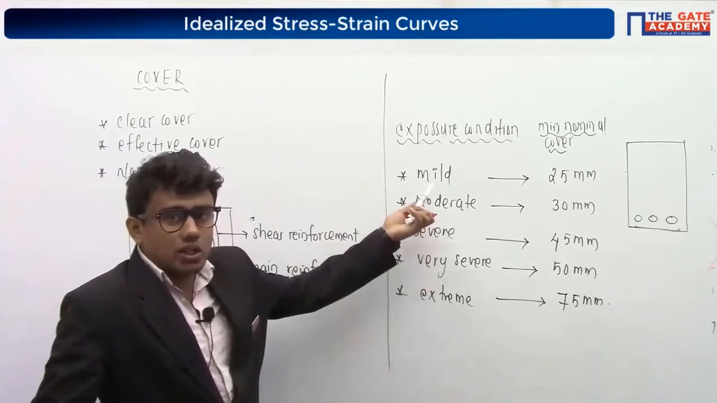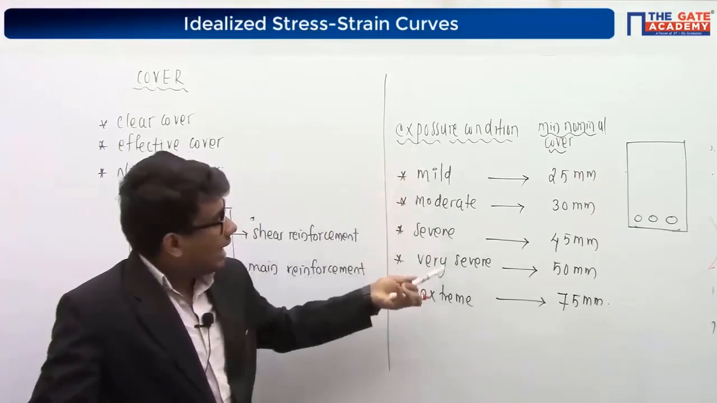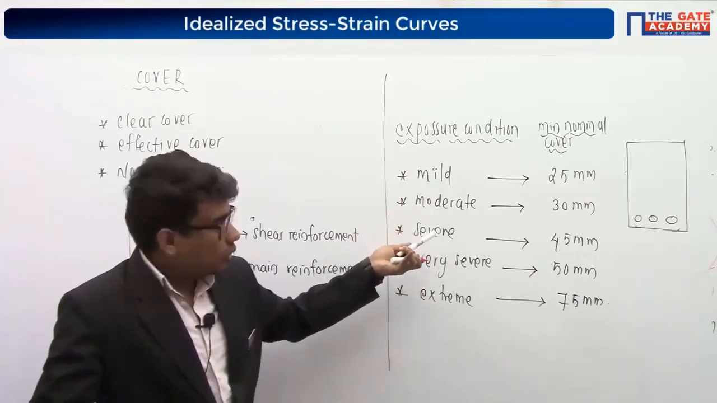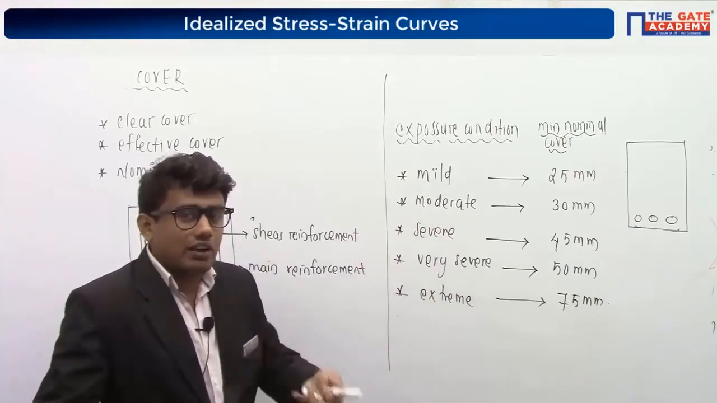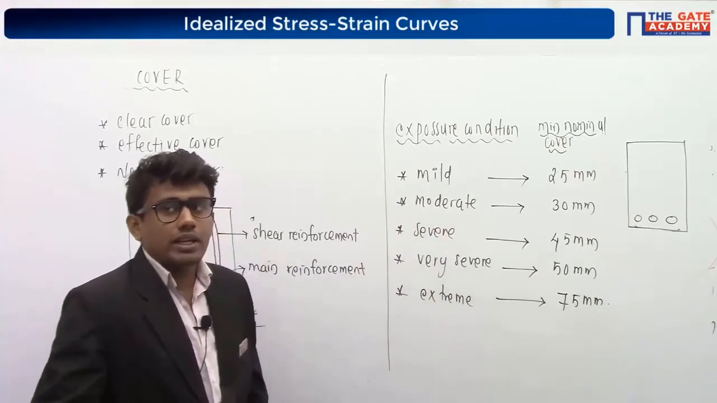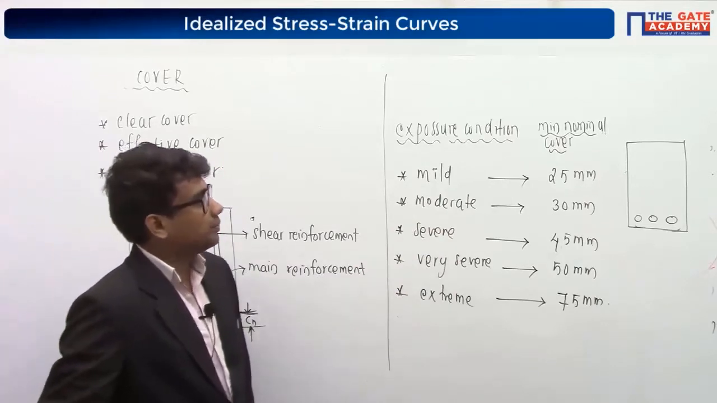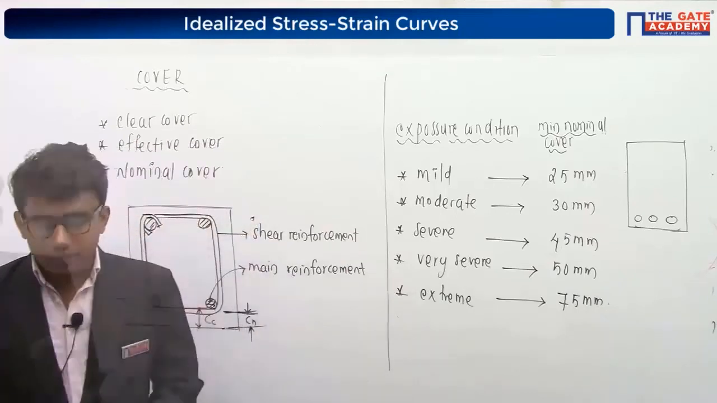We know what these exposure conditions are, right? If the concrete is not exposed to any weather conditions, it is considered mild. And if the concrete is near a seashore, those kinds of things will be considered severe condition. We have discussed this. I have given you a table also in the previous lecture, right? Yes, please note it down. We have to remember these values, okay? 25, 30, 45, 50 and 75.